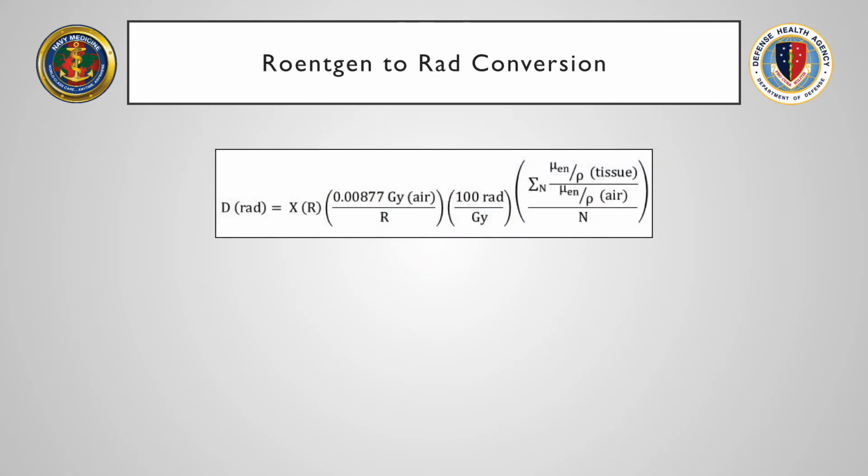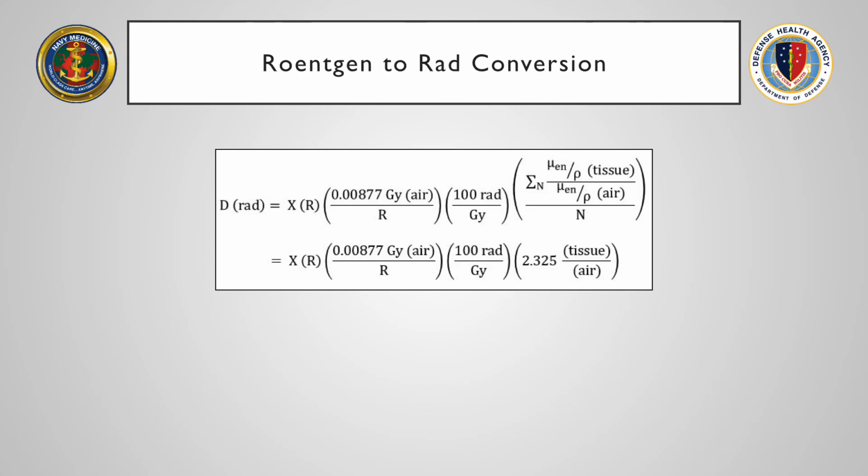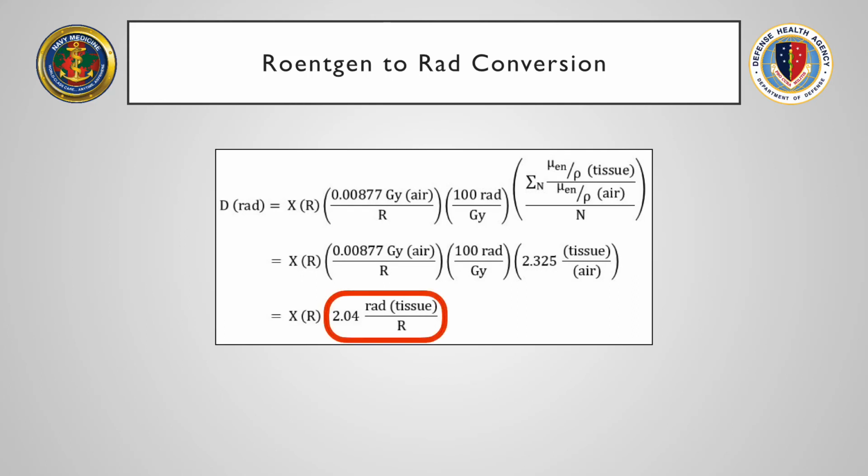Returning to the same equation from before, we're able to substitute in our ratio of the mass energy absorption coefficients. So moving forward, we have 2.325 tissue to air, and we multiply all those values together, do our unit analysis, and we're left with 2.04 rads in tissue per Roentgen.